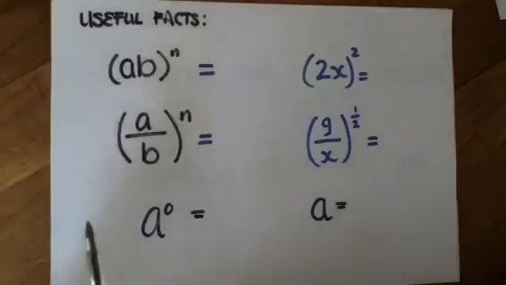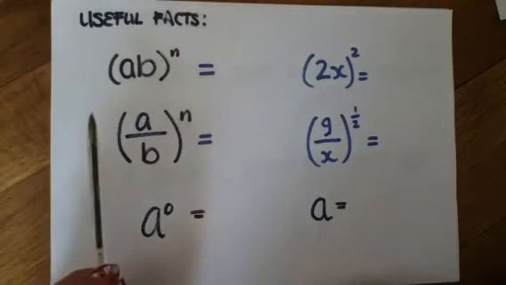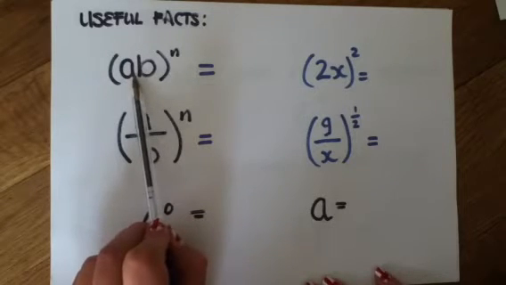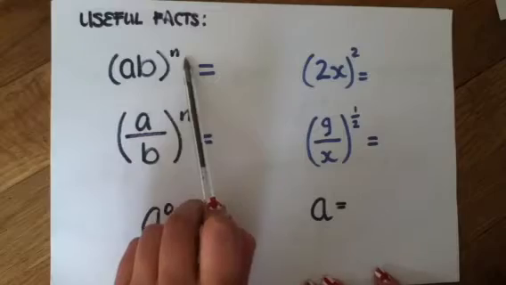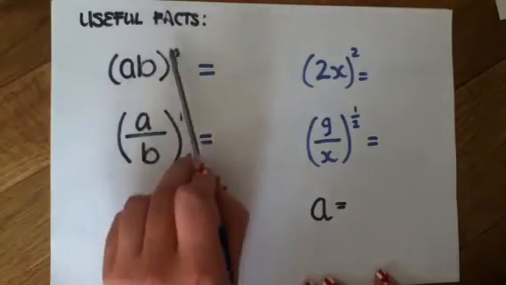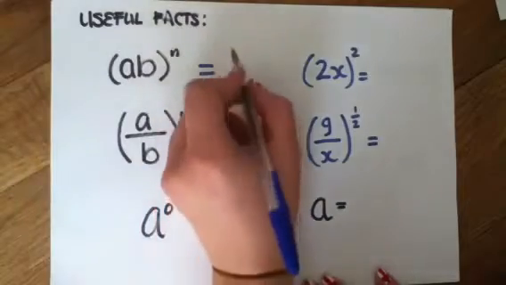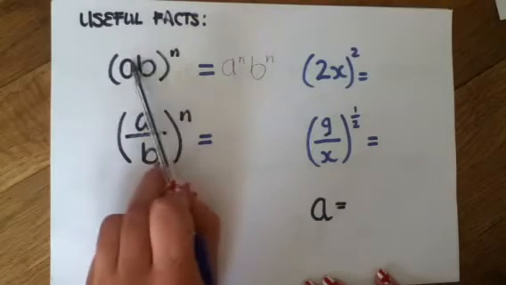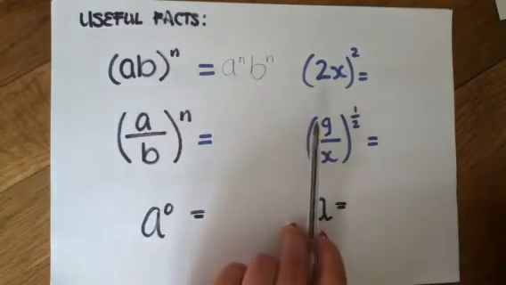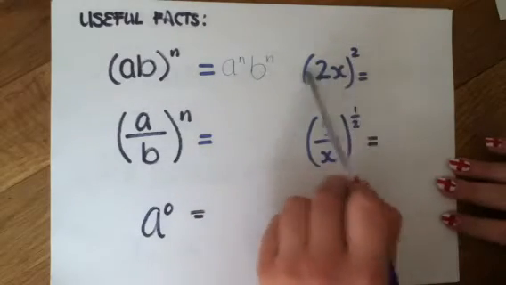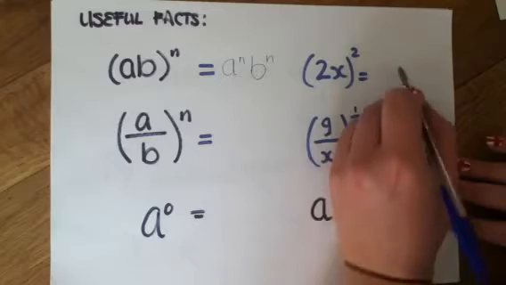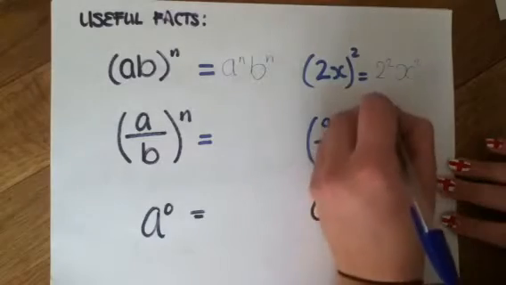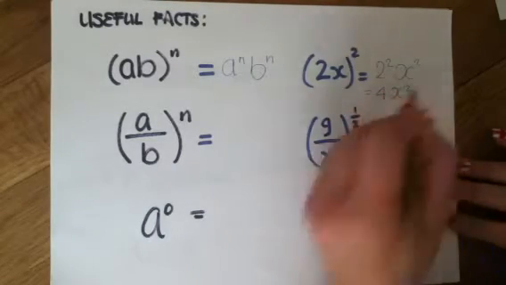So we're going to start with some of the useful facts that we're going to need to solve these questions on indices. The first one is two numbers or letters, a and b, raised to a power n. To expand this out, we apply n to both a and to b. This is the key thing: n applies to a and it applies to b. Let's look at a quick example: 2x all raised to the power of 2. Here, 2 applies to the 2 and 2 applies to the x, and we get 4x squared.